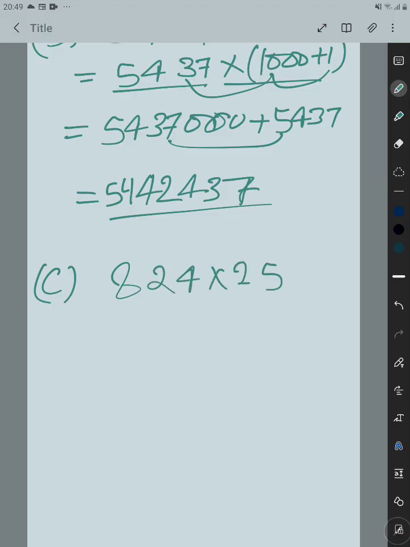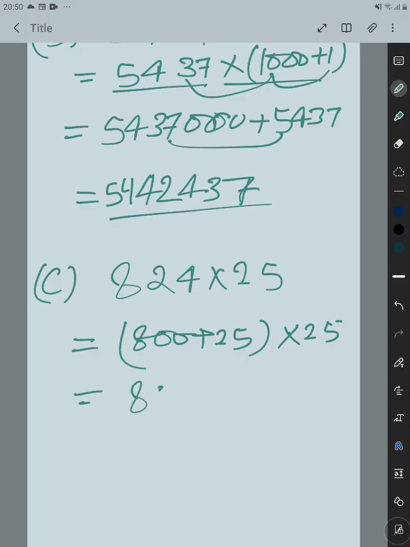multiplied by 25. This can be solved in two ways. I will try to explain both ways. So now you can write this as 800 plus 24, and then multiplied by 25. And this 24 can be written as 25 minus 1, and this whole is multiplied by 25.